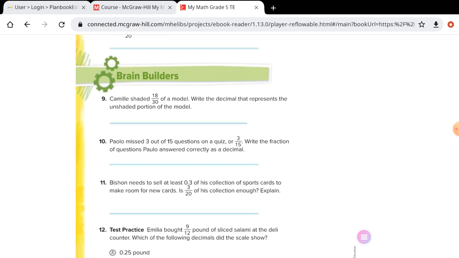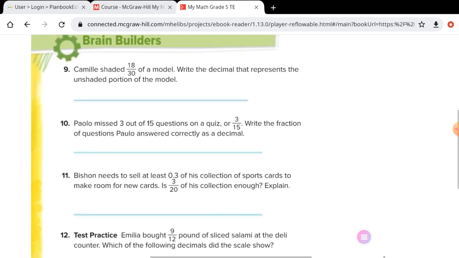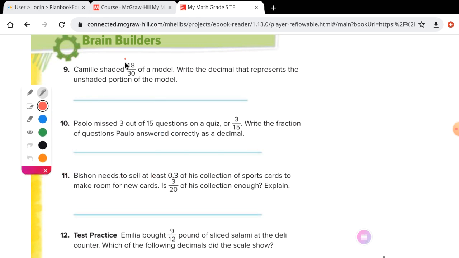So number 9 says, Camille shaded 18/30 of a model. Write the decimal that represents the unshaded portion. So something I want us to get used to hearing is if you got 18/30 as a grade, what does that mean? If I wrote that fraction at the top of your math paper, Gabe, what does that mean? Yeah, you got 18 out of 30. Anytime we're looking at a fraction, we could say the words out of in place of the fraction bar. So what this one means is 18 out of 30 are shaded.